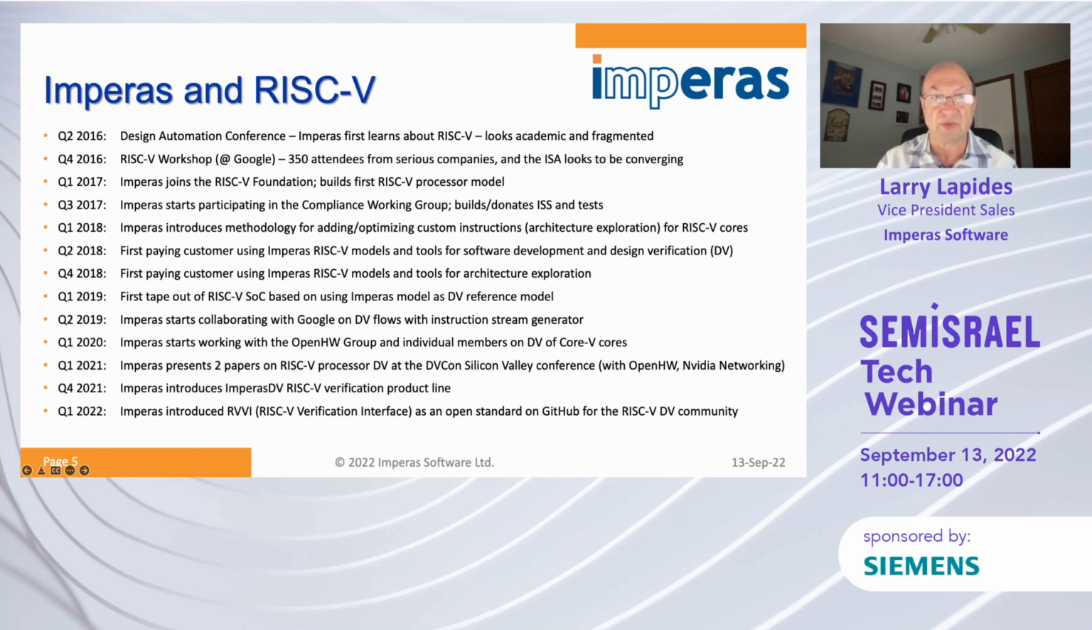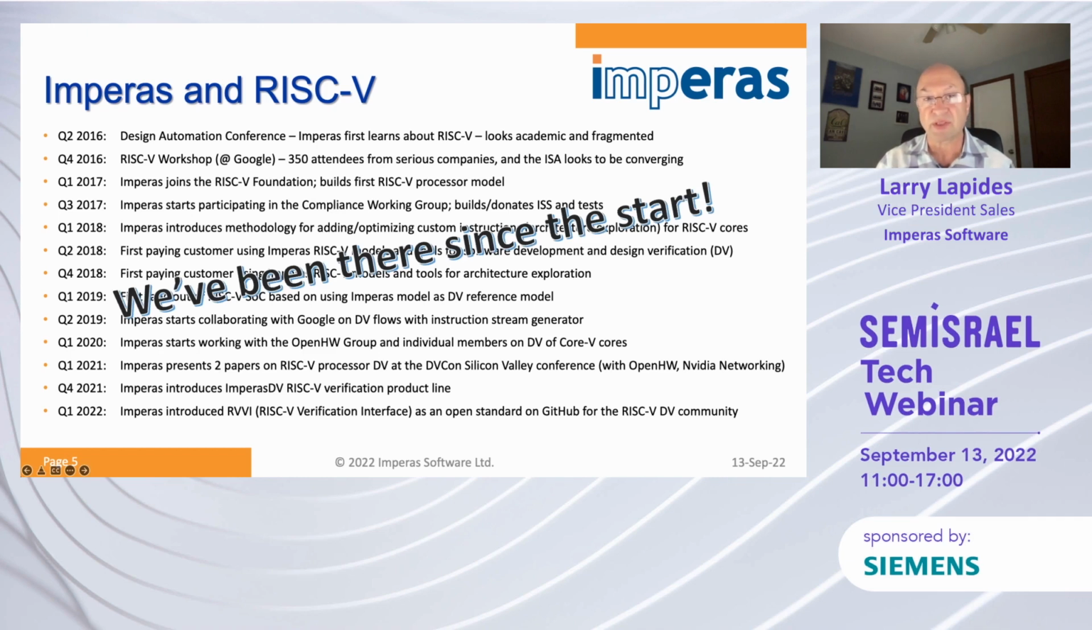We're very active in the RISC-V community. Imperas is probably the most active pure ecosystem member. We don't build RISC-V processor IP at all. We're just providing tools. And we've been there since the start.